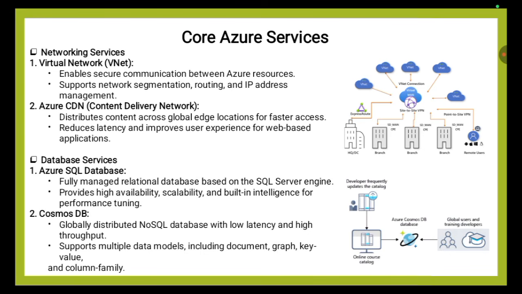Software-defined wide area network is used to manage traffic efficiently between branches. Remote users are shown connecting through various platforms like Windows, Mac, Linux, and mobile devices. The second image illustrates how Azure Cosmos DB integrates with the course catalog system. A developer updates the online course catalog, which is stored in a Cosmos DB instance. The data is then distributed globally to end users and training developers, ensuring real-time access and synchronization.